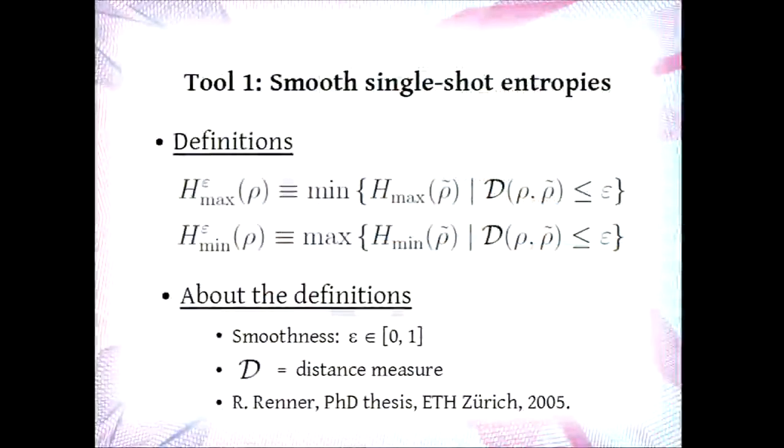These, the smooth single-shot entropies, are the entropies that we're going to use. They were invented by Renato Renner at ETH not long ago, and they're really complicated. So let's take them apart. The smoothness is a parameter epsilon, usually close to 0. Let's look at how to calculate the smooth max entropy of the state rho. We start with rho, and find all the states rho tilde that are epsilon close to rho.